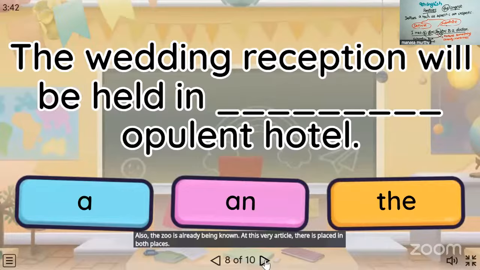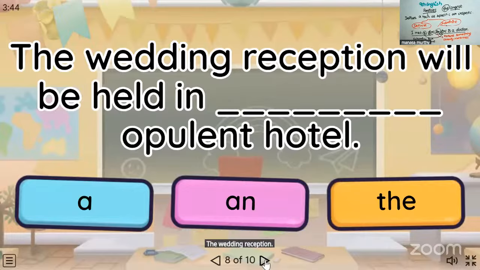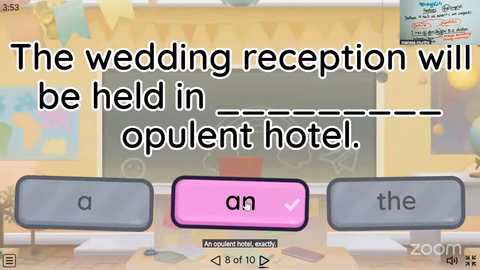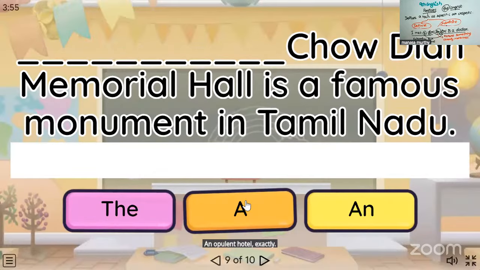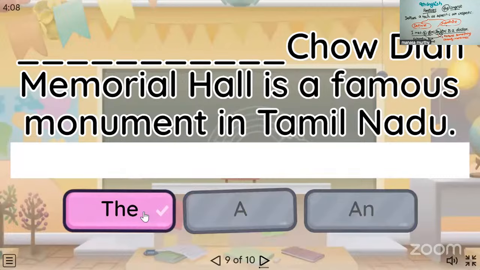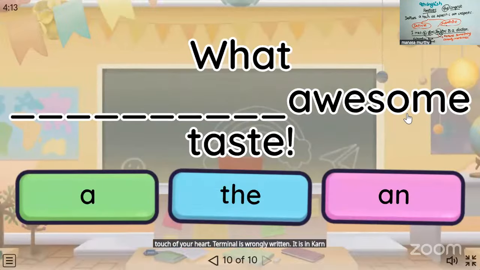The wedding reception was held in an opulent hotel. An opulent hotel. Exactly. Chaudhaya Memorial Hall is a famous monument in Tamil Nadu. Is it in Tamil Nadu? No, it is in Karnataka. The Chaudhaya Hall. Tamil Nadu is wrongly written. It is in Karnataka, right?